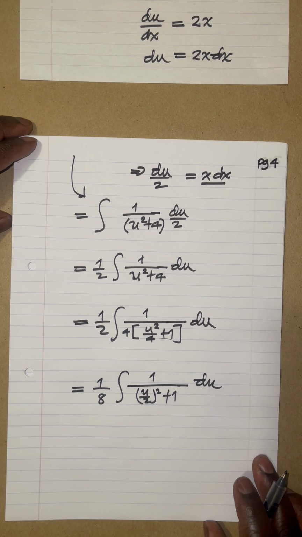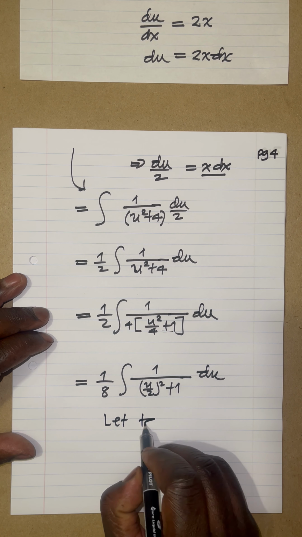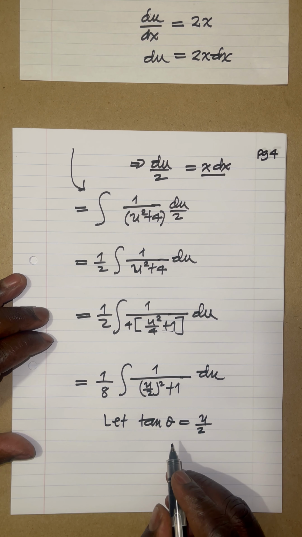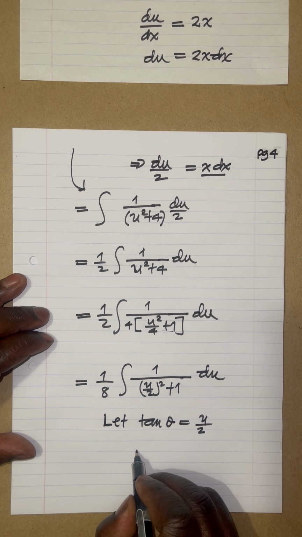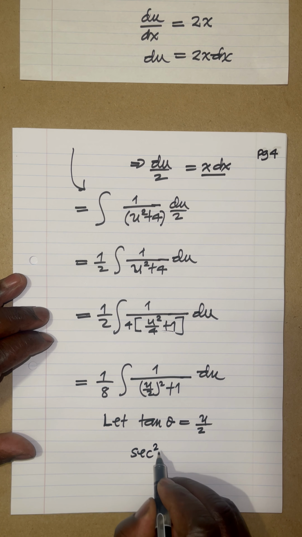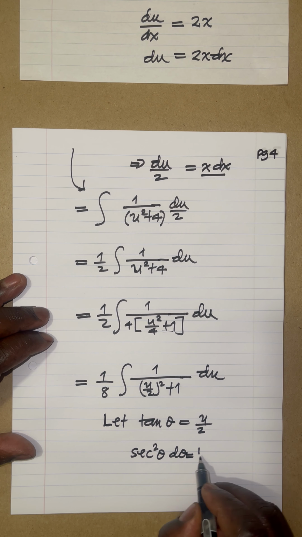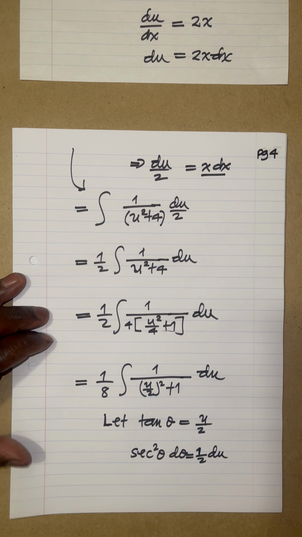Now we're going to say, let tan of theta be equal to u over 2. Differentiating both sides, the derivative of tangent is secant squared, so sec squared theta d theta on the right hand side. Obviously, it's just going to be 1 over 2 du. Multiply by 2 both sides.